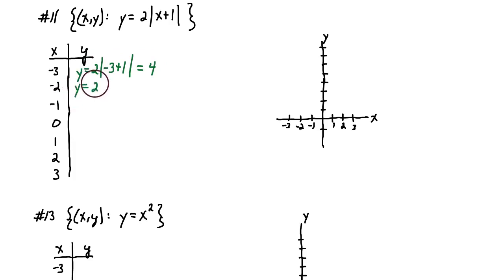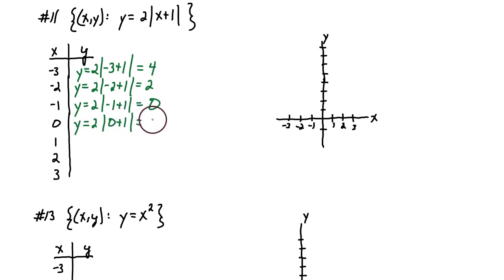Next row. Fill in negative 2 for x. Negative 2 plus 1 is negative 1. The absolute value of negative 1 is positive 1. And 2 times 1 is 2. Next row. Fill in negative 1 for x. This answer is 0. Next row. Fill in 0 for x. This answer is 2. Do you see a pattern starting to develop? This next one will be 4, the next one will be 6, and the next one will be 8.